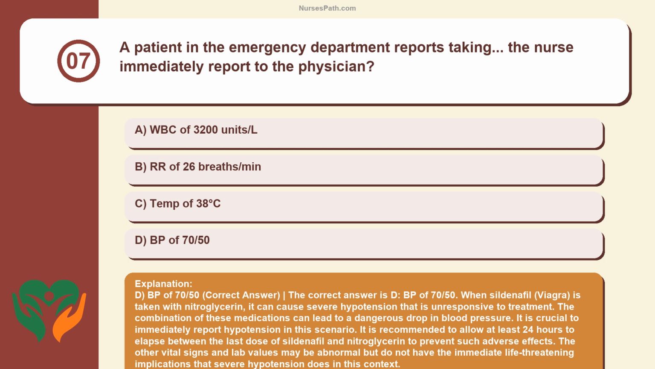When sildenafil, Viagra, is taken with nitroglycerin, it can cause severe hypotension that is unresponsive to treatment. The combination of these medications can lead to a dangerous drop in blood pressure. It is crucial to immediately report hypotension in this scenario. It is recommended to allow at least 24 hours to elapse between the last dose of sildenafil and nitroglycerin to prevent such adverse effects. The other vital signs and lab values may be abnormal, but do not have the immediate life-threatening implications that severe hypotension does in this context.